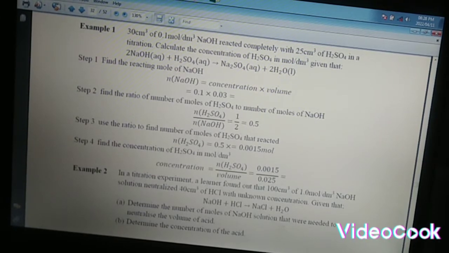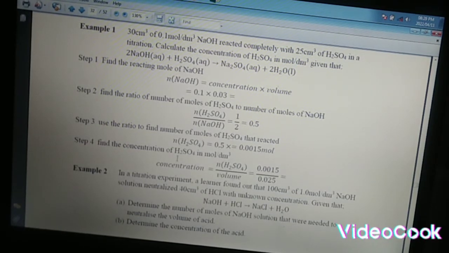Step number 3. Use the ratio to find the number of moles of sulfuric acid that reacted, which is very easy. On our answer there, when you multiply 0.1 times 0.03, it gave us the number of moles for what? It gave us the number of moles for sodium hydroxide. So we are just multiplying those moles of sodium hydroxide by a half, or just dividing them by 2. And what are we getting? 0.0015 moles. These are the number of moles of what? Of sulfuric acid.